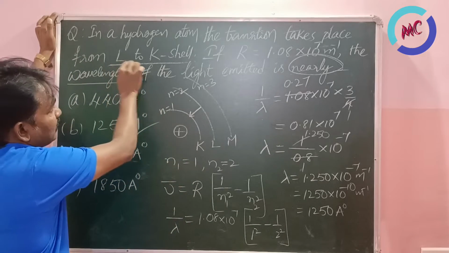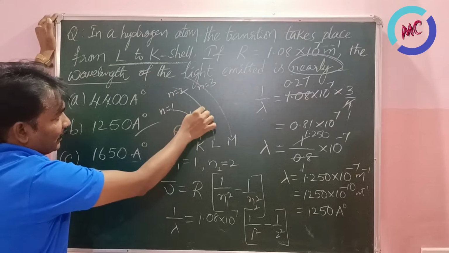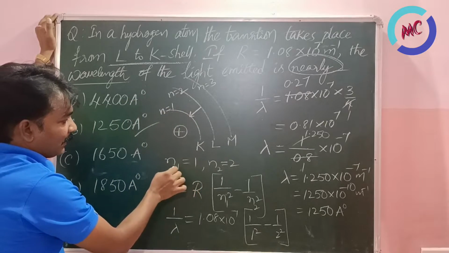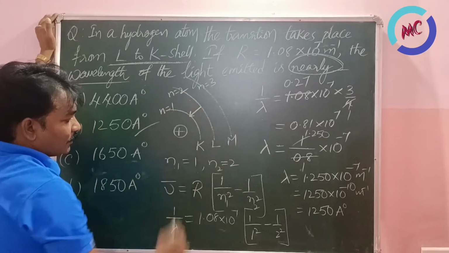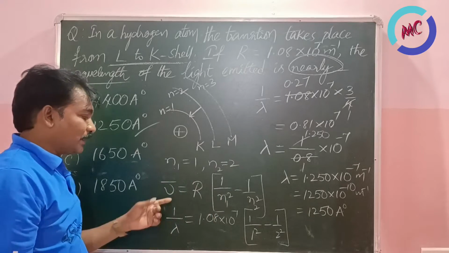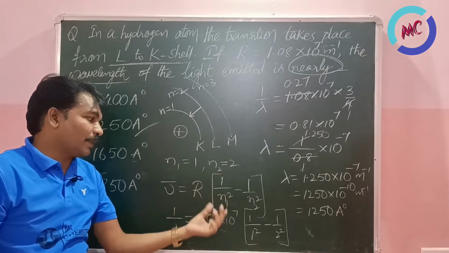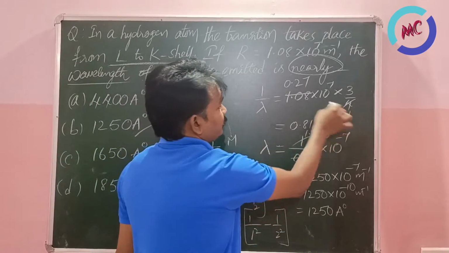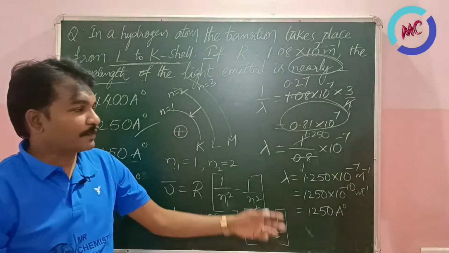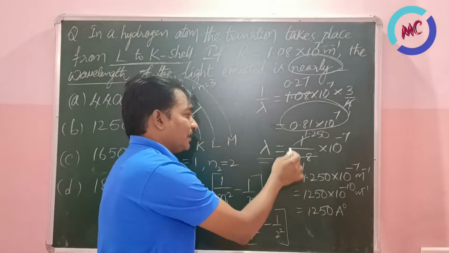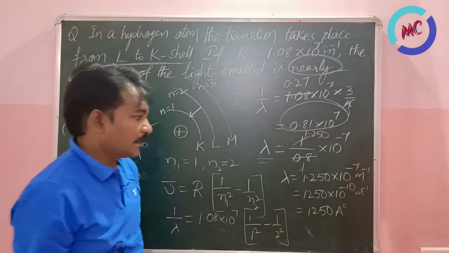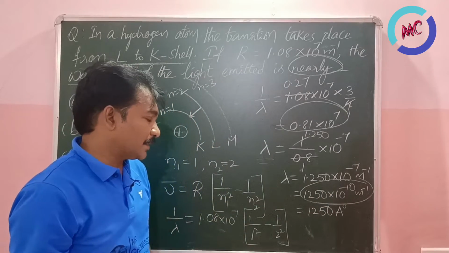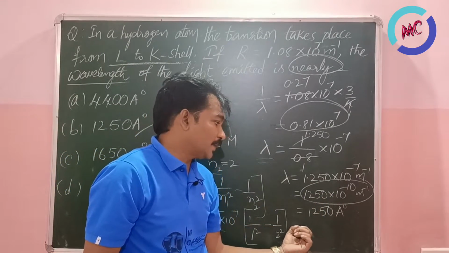Once again check it. They gave one hint, that is transition from L shell to K shell. L shell to K shell in the sense from second shell to first shell. Then N1 becomes 1, N2 becomes 2. By using the formula, wave number is equal to R into 1 by N1 square minus 1 by N2 square, we got the value, that is 0.81 into 10 to the power of 7. But to find out wavelength we converted that one. Then finally we got 1250 into 10 to the power of minus 10 meter, and we are converting that one into angstrom.